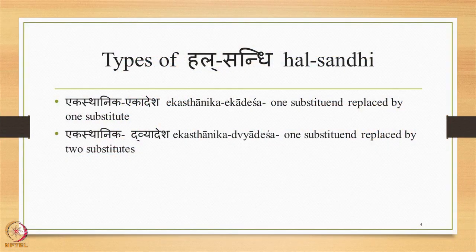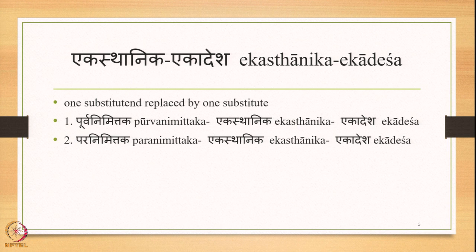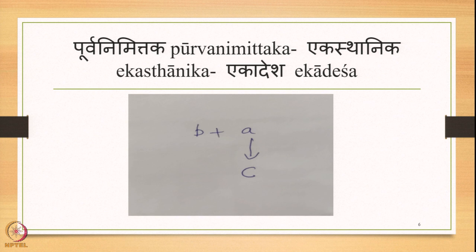We stated that hal sandhi can be classified under two heads, ekasthānika-ekādeśa and also ekasthānika-dvyādeśa. Ekasthānika-ekādeśa is one substituent replaced by one substitute, and ekasthānika-dvyādeśa is one substituent replaced by two substitutes. Ekasthanika ekadesha can be further classified into two, purvanimittaka-ekasthānika-ekādeśa and paranimittaka-ekasthānika-ekādeśa.